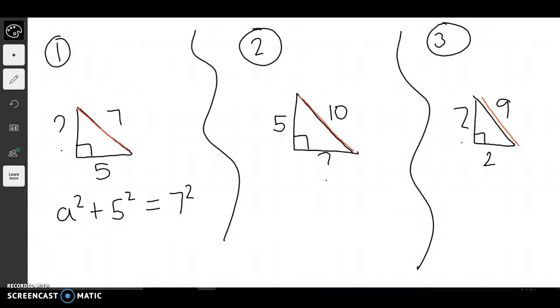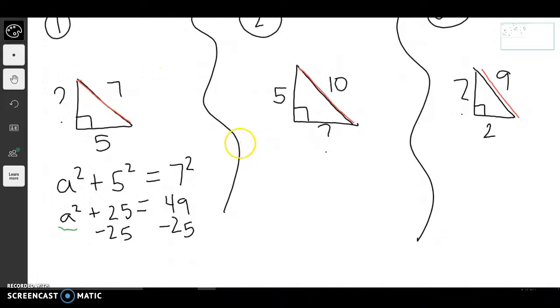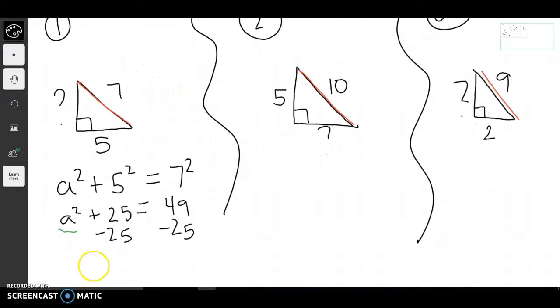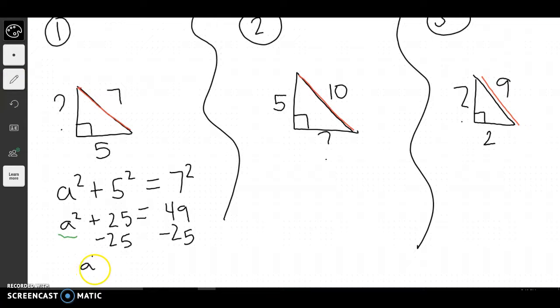And so in this first case, that would be a squared plus 5 squared equals 7 squared. And we would know that a squared plus 25 is equal to 49. This time, we want to solve for a, so we want to get a by itself. So to get a by itself, we're going to subtract 25 from both sides. When we do that, we're going to get that a squared is equal to 49 minus 25, which should give us 24.